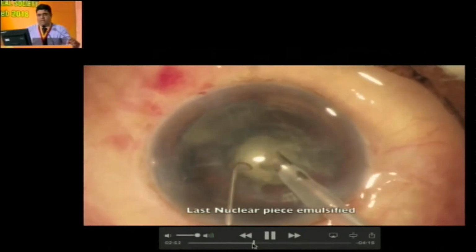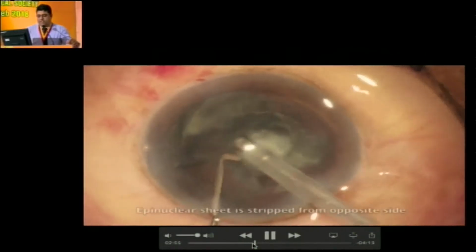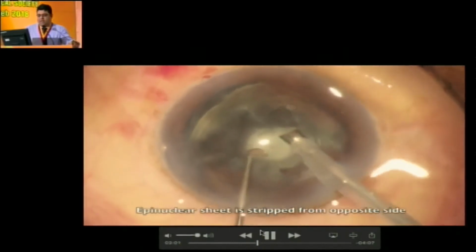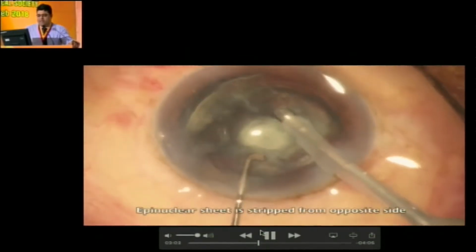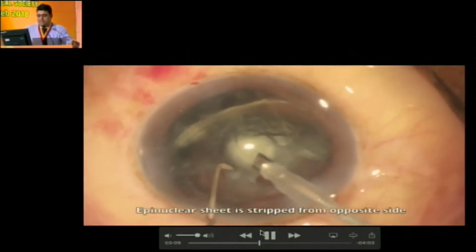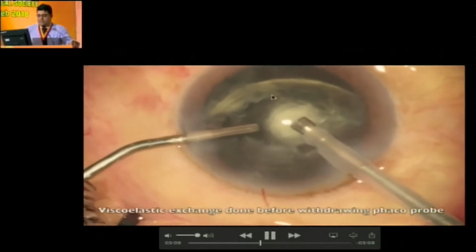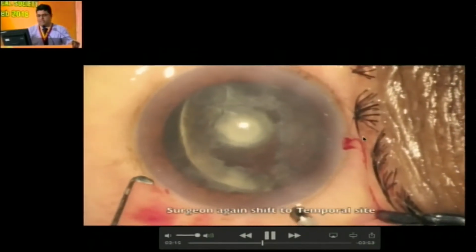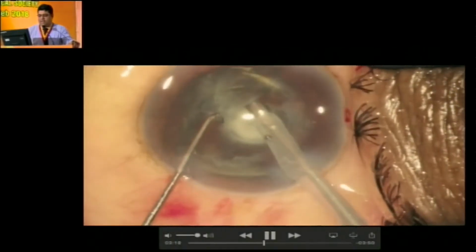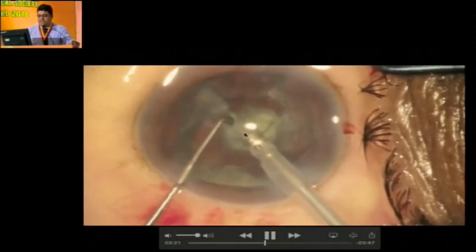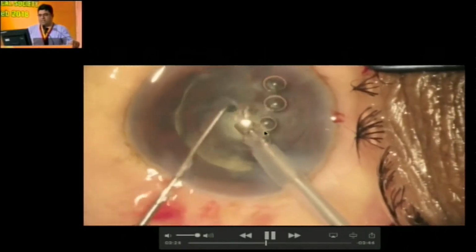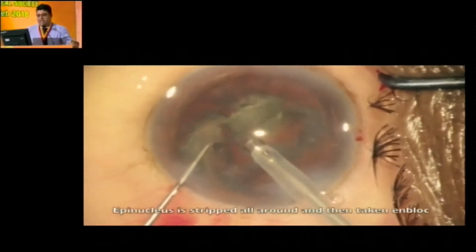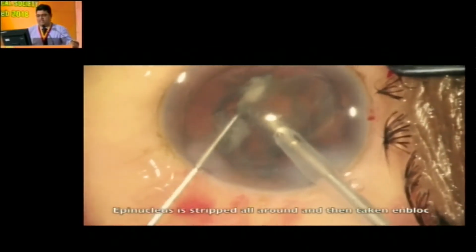Once you have taken out the nucleus, we are left with the epinuclear shell here. Now I am separating this epinuclear shell from the capsular fornices, but not taking out the disc. Once I loosen it up from this opposite side, I again inject OVD, come back to the same temporal site, and loosen it from other sides also. See, the disc is still there. It's important that you loosen the whole epinuclear shell and then take out the disc in the last.